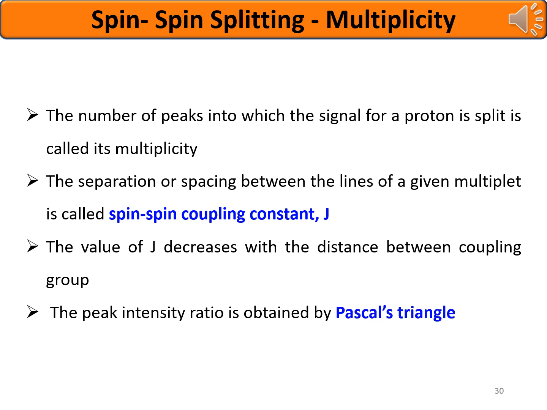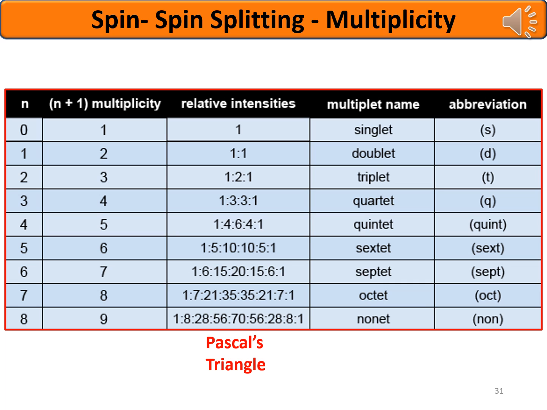The separation which we see in a multiplet is known by the name spin-spin coupling constant J. The value of J decreases with the distance between the coupling groups, and the intensity ratio at which the multiplet is observed is determined from Pascal's triangle. So this is Pascal's triangle to determine the relative intensities of the multiplet observed in the NMR spectrum.